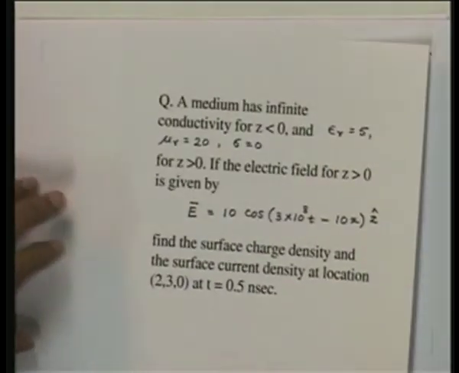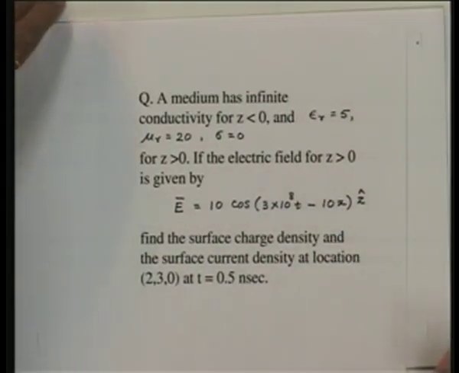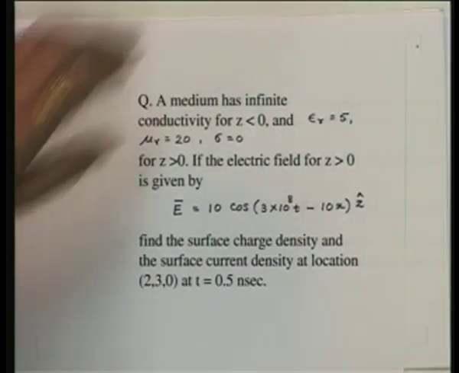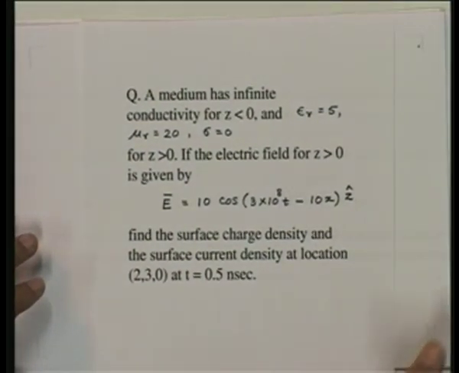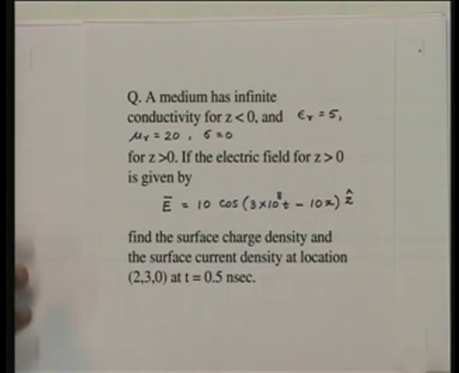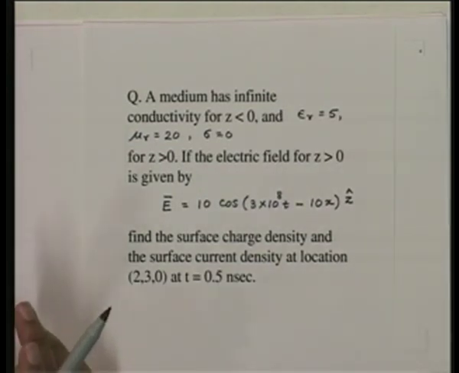Let us consider now one problem based on the boundary conditions. We have seen that the boundary conditions are nothing but the application of the laws in the integral form across a boundary. So if the laws are expressed in the differential form, we get what are called the Maxwell's equations. If the same laws are applied across a discrete boundary, then we get what are called the boundary conditions.